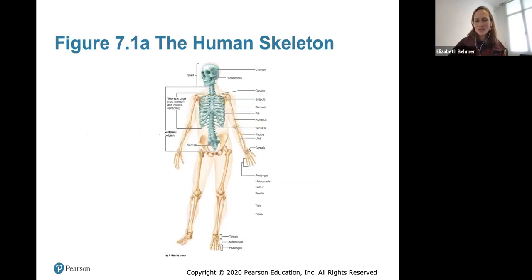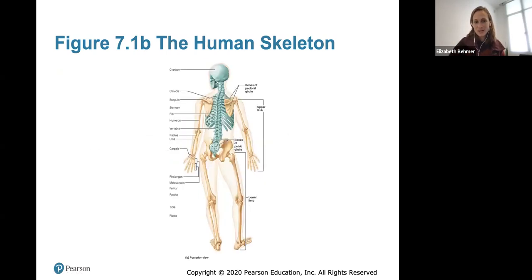So here's the human skeleton, and the axial skeleton is what is highlighted here: the skull, thoracic cage, vertebral column, the sacrum and coccyx, as well as the sternum. You can see all the bones of the axial skeleton labeled here. Here's a posterior view of the axial skeleton. It consists of all the bones of the skull, which is a little tricky, and then the thoracic cage and vertebral column, which are a little bit easier to grasp.